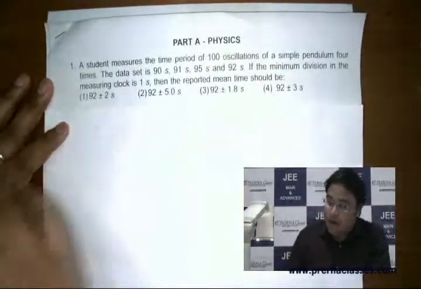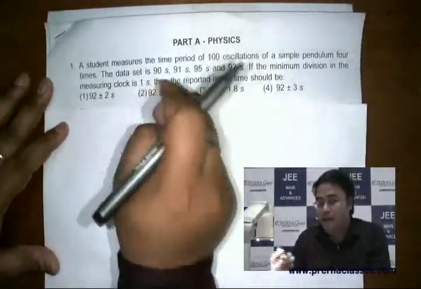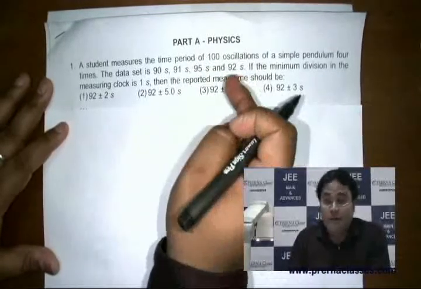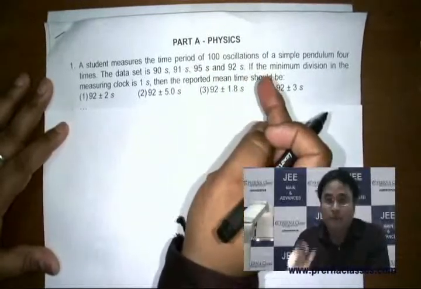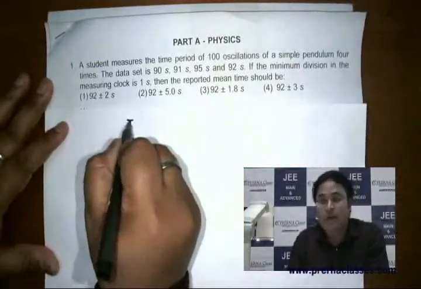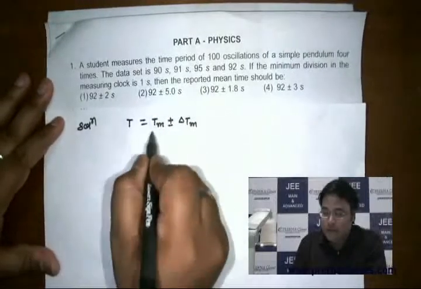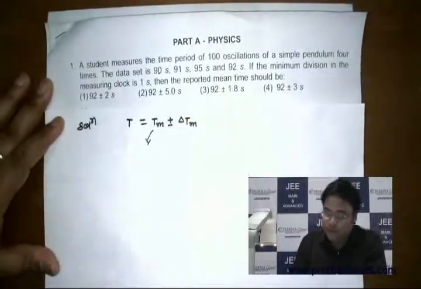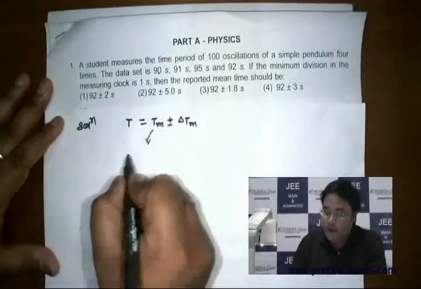Here, the time period is calculated for 100 oscillations, and data for 4 times comes to 90 seconds, 91 seconds, 95 seconds and 92 seconds. You have to find out the reported mean time. Clear? So reported mean time equals Tm plus minus delta T. And you know Tm is the mean of each reading.